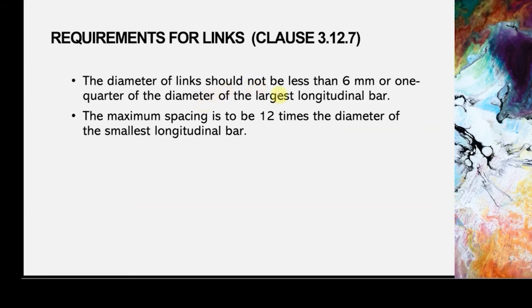The diameter of the link should not be less than 6 mm, or 1/4 of the diameter of the largest longitudinal bar. The diameter of the link, the bar size, you understand. So the link, or tie, binder or shear reinforcement, are the same thing. The bar size is 1/4 of the diameter of the largest longitudinal bar. Diameter of what? The main bar, or longitudinal bar. This bar size is the minimum size, meaning it cannot be less than this value.